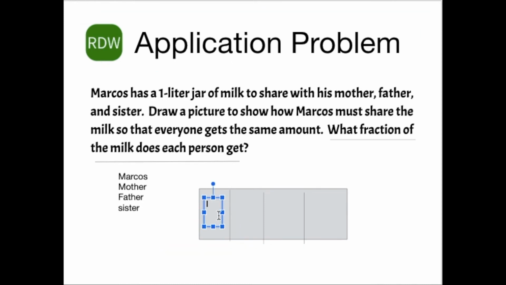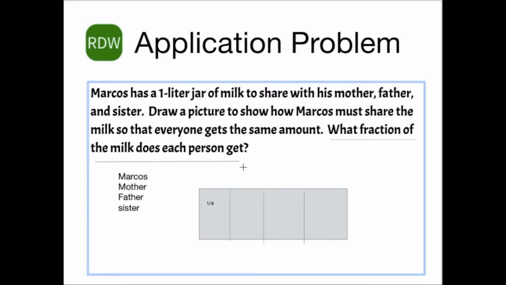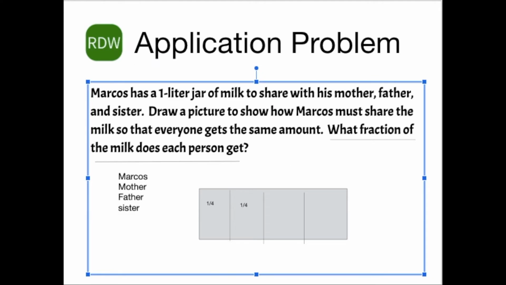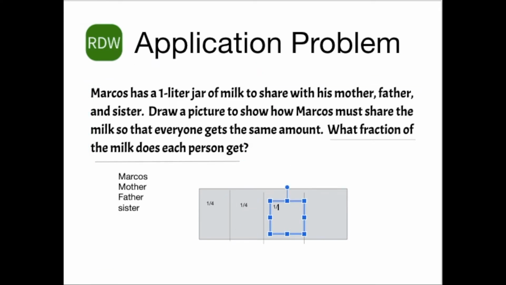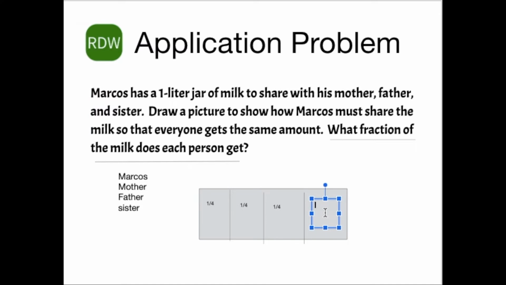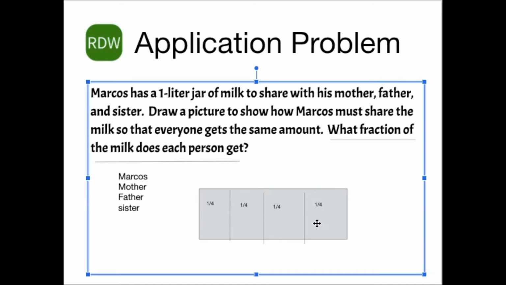I'm going to go ahead and label that fraction on my rectangle. I'm going to label the other parts as well. Here's a 1/4. There's another 1/4. And there's one last 1/4, totaling 4 out of 4 parts.